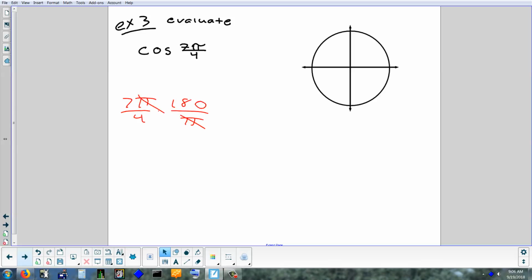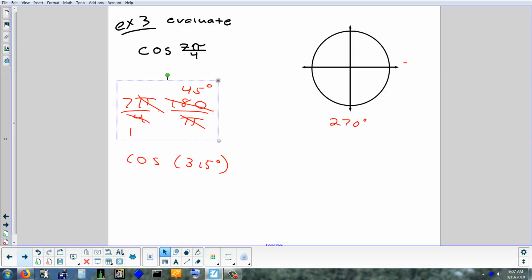Pi's cancel. 4 goes into itself once. And 4 goes into 180 45 times. And all I'm left with is 7 times 45. Okay, so if we do that out, what do we get? What's 7 times 45? 315. So finding the cosine of 7 pi over 4 is the same thing as finding the cosine of 315.